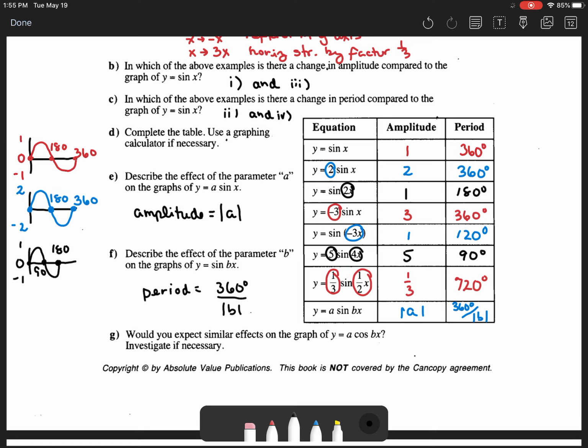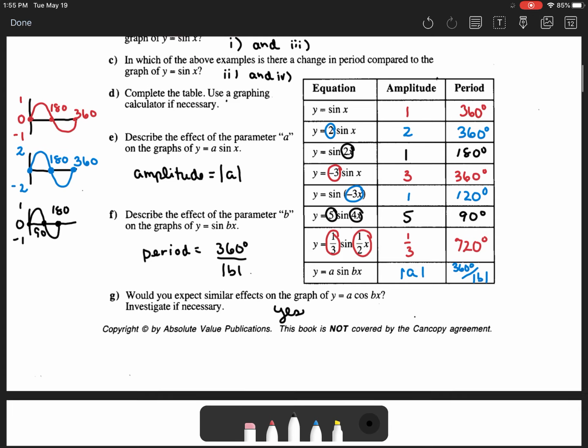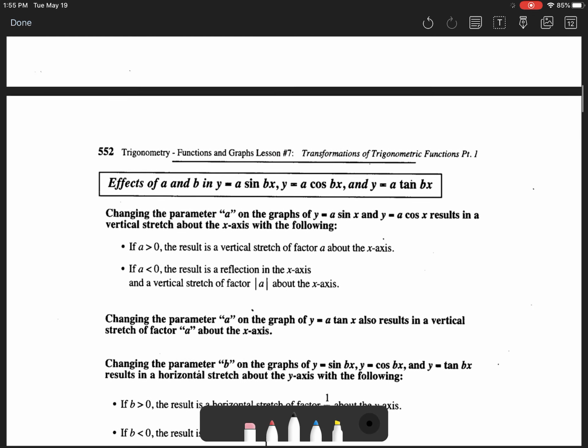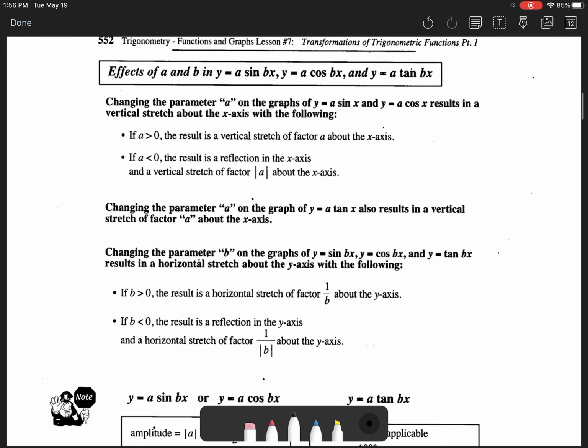And G says, would you expect similar effects on the graph of a cos b of x? Yes, because sine of x and cos of x share a lot of similar characteristics. You know, their period length, their max and min values, those are all shared. So when we talk about their amplitude and their period and how we calculate them, they are identical. So the effects of A and B on a sine b of x and a cos b of x and a tan b of x.